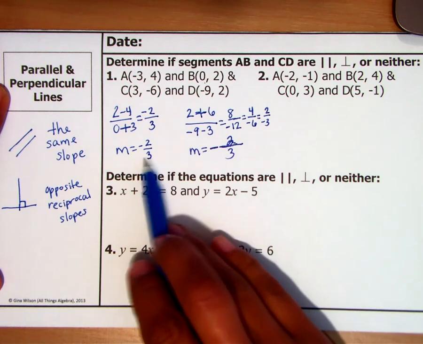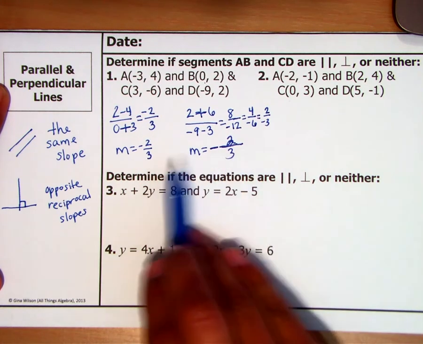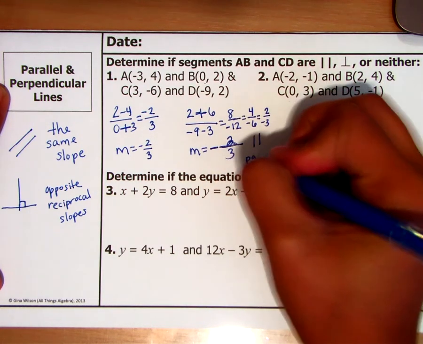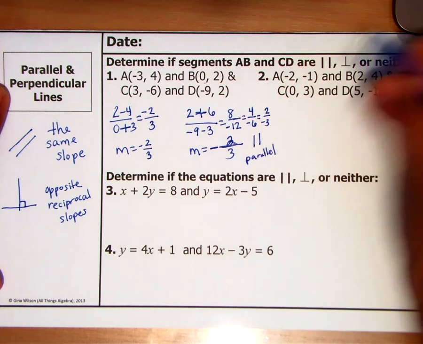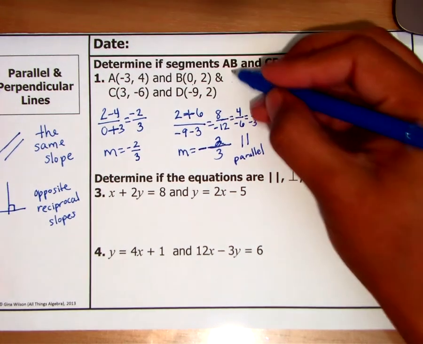Okay, these are exactly the same. Once you reduce it, it's exactly the same. They have the same slope. So these are parallel. Number 2, let's do the same thing.